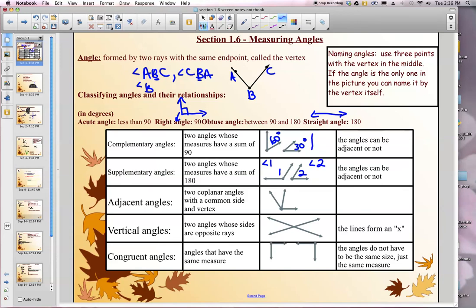Another way that they can look is if you have a right angle and then you have a ray coming out of the right angle, we would say that this angle, the top angle, and the bottom angle are complementary. You can see that if you put them together, they make 90 degrees. So that would be another example of what complementary angles would look like.